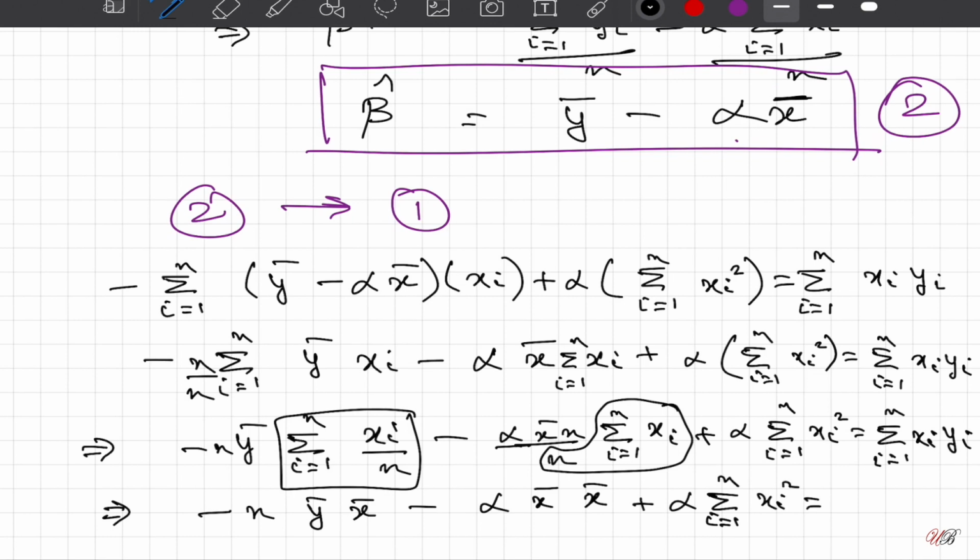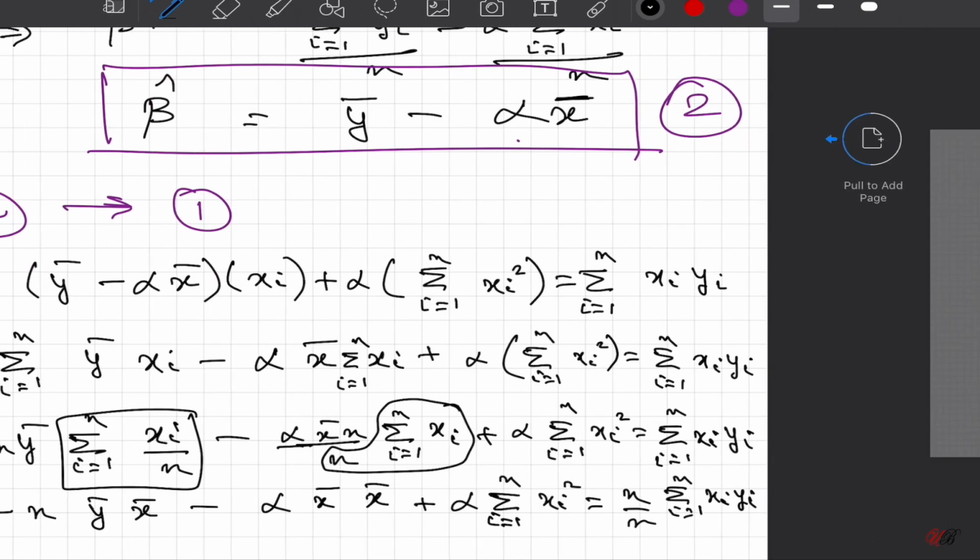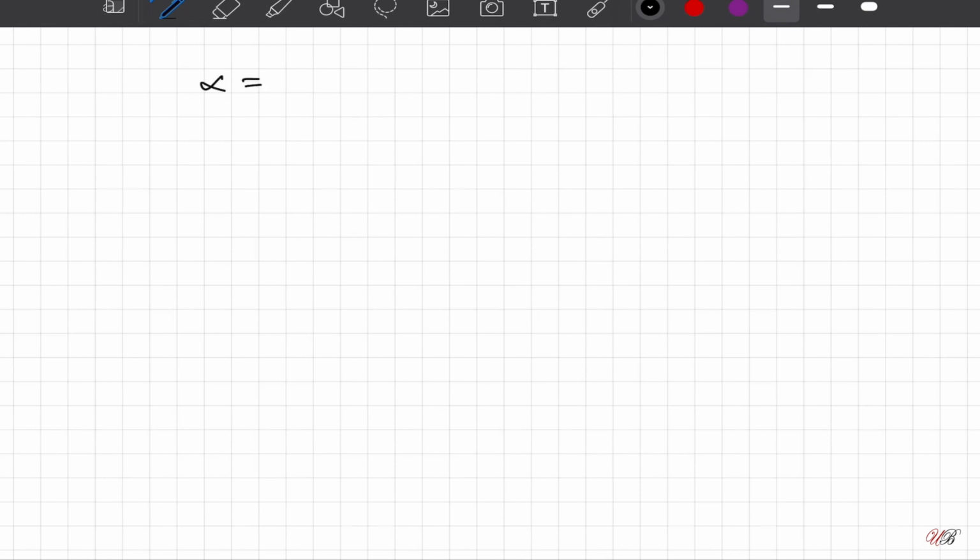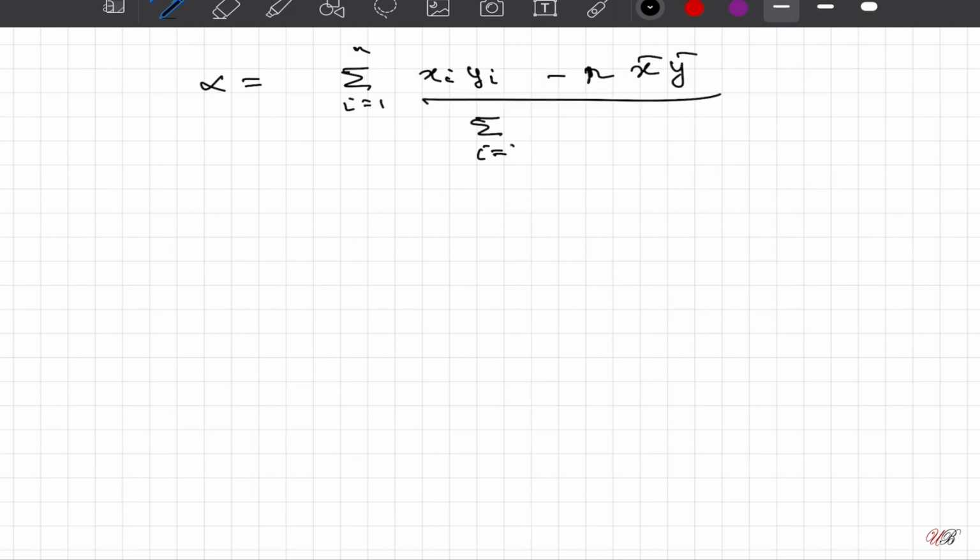Similarly here you can always do n by n, and we will encounter this term later. So this would be the mean of products of x and y. Now if you separate the terms containing alpha on one side, we get the expression of alpha as summation i from 1 to n xi yi minus n x bar y bar, divided by summation i from 1 to n xi square minus n x bar square. We have done nothing, we have just rearranged these terms.